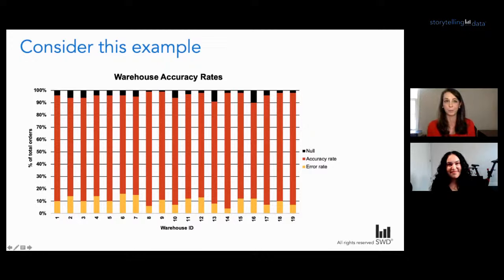Is this bad? What are we supposed to do with this graph? So we can all agree that there's some room for improvement, right, Alex? Should we just go ahead and jump right in?